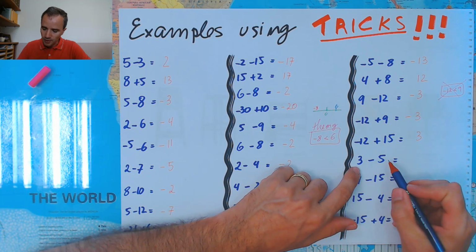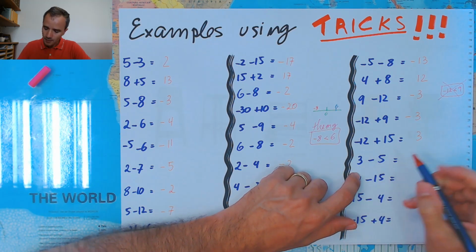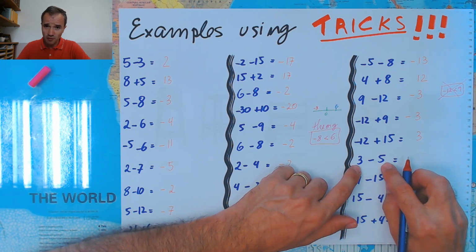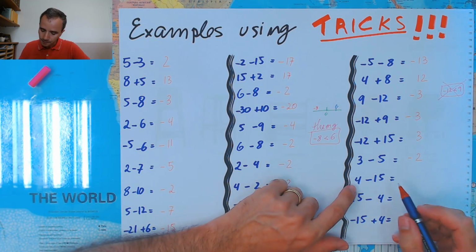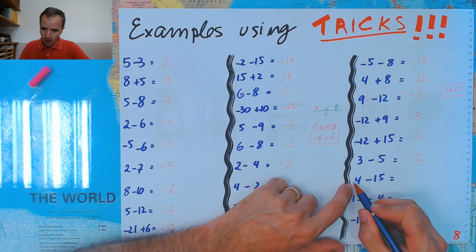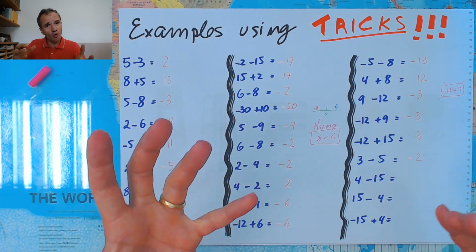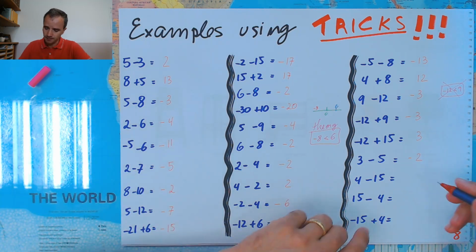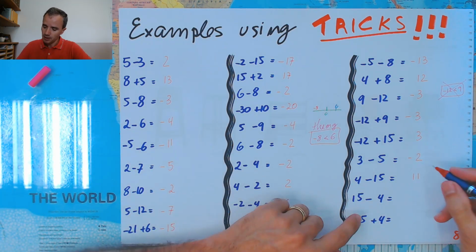Now, 3 and 5, again, a positive and a negative. What is the difference between 5 and 3? Just 2, right? And because 5 is bigger, it's going to be negative. Again, 4 and 15, again, a plus and a minus. It is going to be a difference case. What is the difference between 4 and 15? 11. Let's write 11 here. And because 15 is bigger, it's going to be negative.